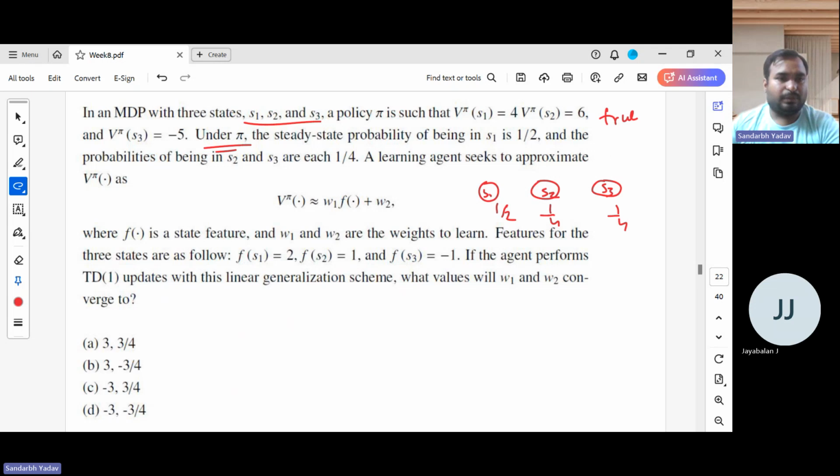And a learning agent seeks to approximate V pi of S. It is using a linear parameterization, where f is some feature of the state. The dot means it could have been S also, so it corresponds to any state. There are two parameters W1 and W2, and this is one feature f. So this is a state feature, and W1, W2 are weights to learn. The features for the three states are as follows: for state 1 it's 2, for state 2 it's 1, and for state 3 it's minus 1.